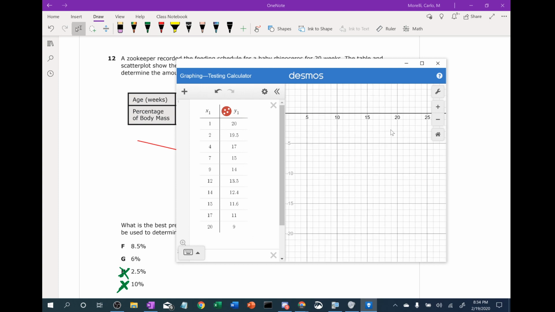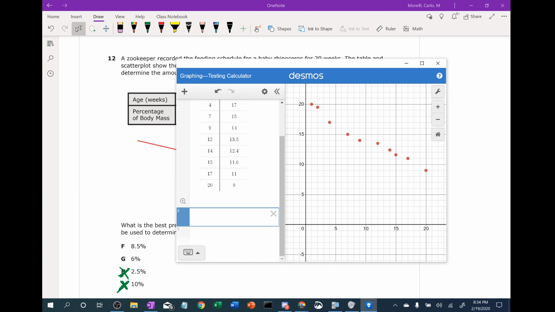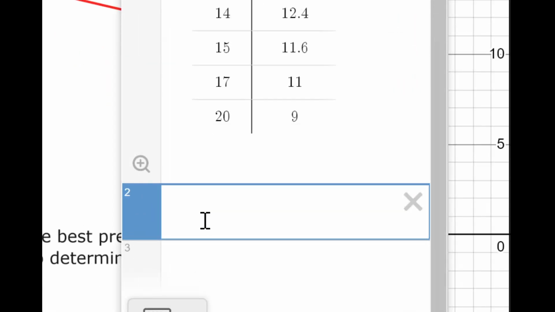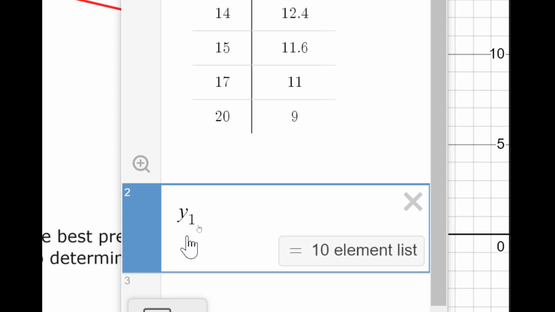Okay, so you can all see the dots now. All right, so here's how you figure out the equation for the dots. We're going to go down here, and I'll zoom in on this so you can see. We're going to click in here, and we're going to have to type a special equation called the regression equation for linear functions. I would definitely make notes on this. Okay, so we're going to type Y, and then hold down Shift and hit the underscore key, and type 1. Y sub 1.